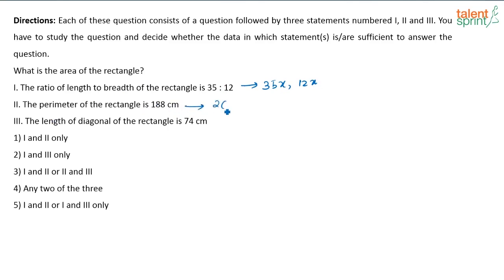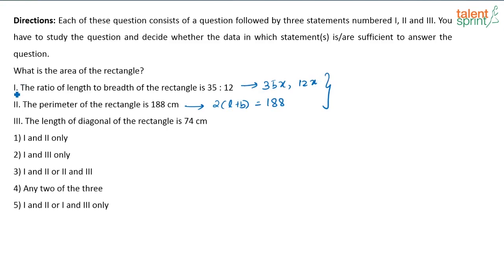What is 2 into L plus B? That is equal to 188. So if I combine the first 2 statements, what will happen? I can find out the area, right? See, length is 35x, breadth is 12x. Put that here for length and breadth. When you solve it, you can find the value of x, then you can find what is the length, what is the breadth, and in turn you can find the area.